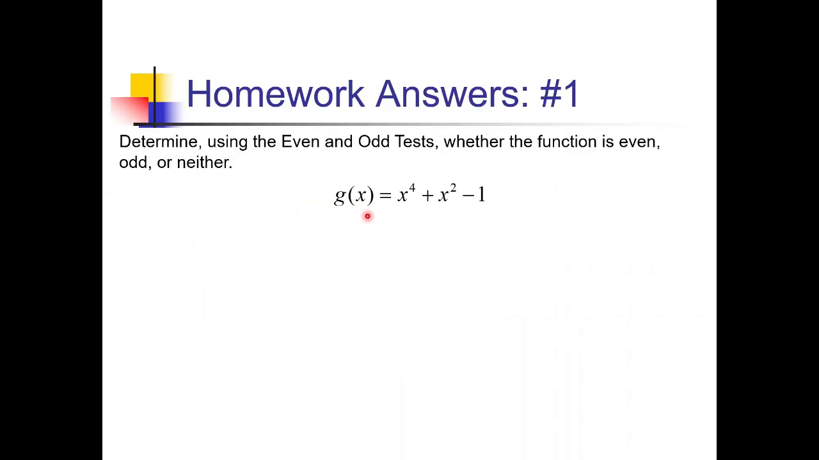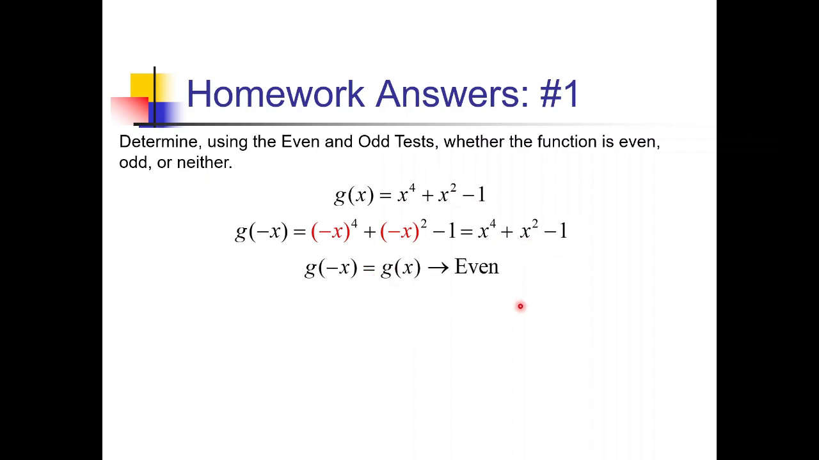To see whether this function is even or odd using the even-odd test, we'll do the even test first, plugging in negative x for x and seeing if that gives us what we started with. So we're going to do g of negative x, that's negative x going in for all the x's. That becomes x to the fourth plus x squared, and we still have that minus 1 there. Now comparing g of x and g of negative x, it looks like these two things are exactly the same. That tells us that this is an even function.